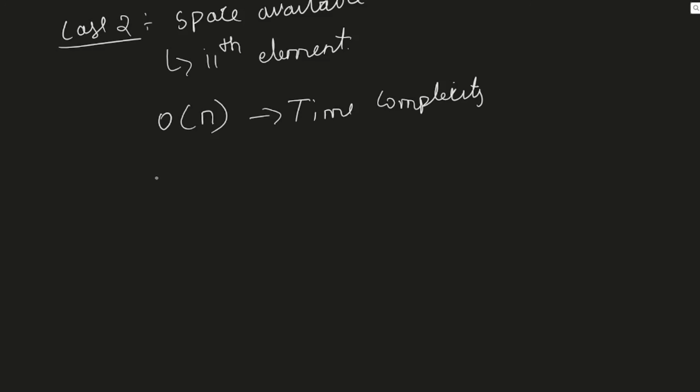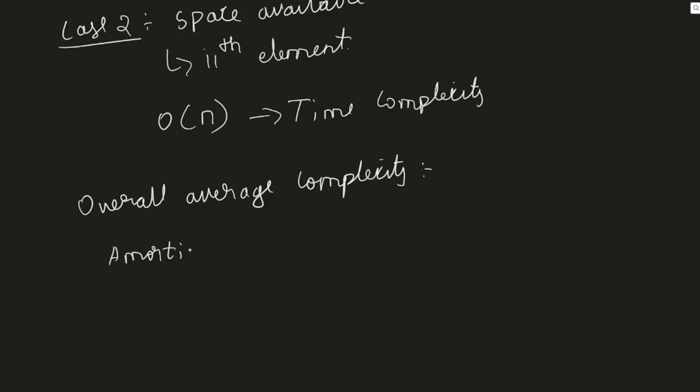Now considering both the cases, the overall average time complexity of the add function is nothing but amortized big O of 1, because we don't always resize the array, right? And this happens only when the current capacity is filled. So we are just considering it as amortized big O of 1. So this is a very important topic for interviews.